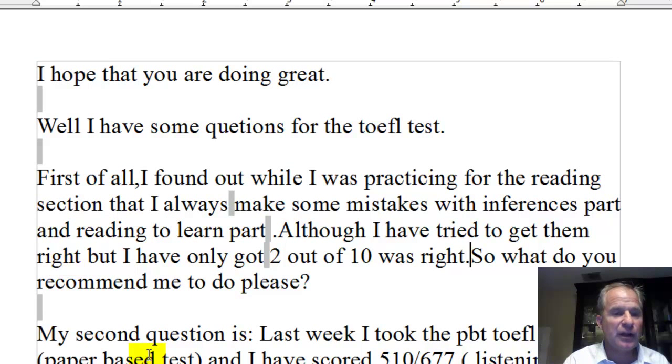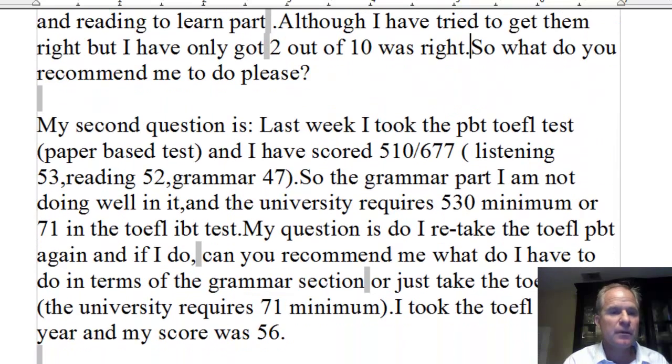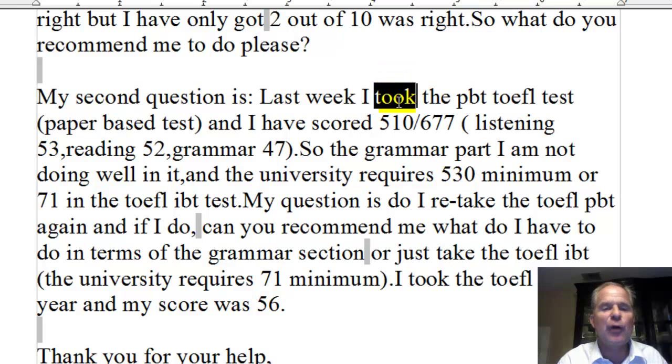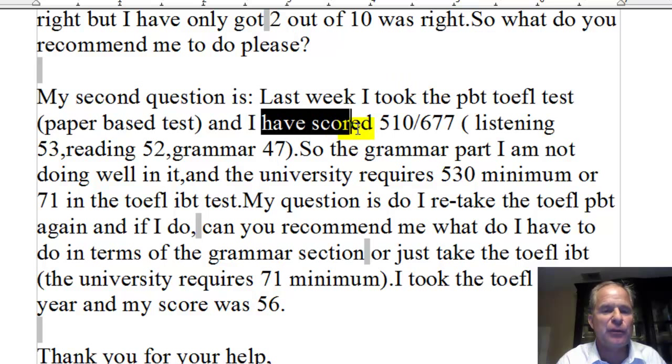All right, now let's take a look at the next question. You say, my second question is, last week I took the PBT TOEFL test, the paper-based test, and I have scored 510 out of 677. Now, I would say scored, not have scored, because take a look at what you said here. You use the simple past tense in this particular verb here, and then you're using the present perfect, and I don't think you want to mix the present perfect and the simple past here. So I would just say, and I scored 510.